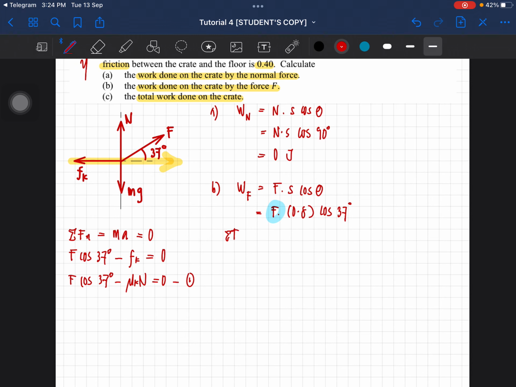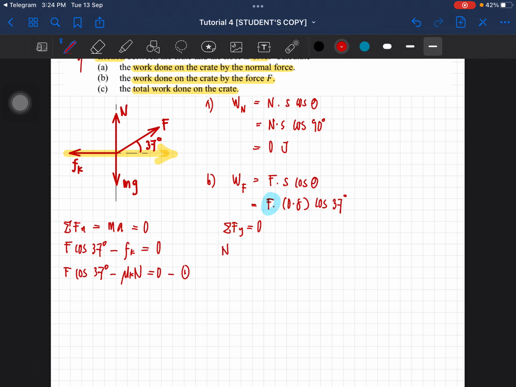Then we look at the y component as well. In the y component there is no motion, so we can directly equate it to 0. So that is N plus F sin 37 degrees minus mg equal to 0. If you have problems solving this, you can watch my other videos, because I have explained it at length there. Now we can let N equal mg minus F sin 37 degrees.